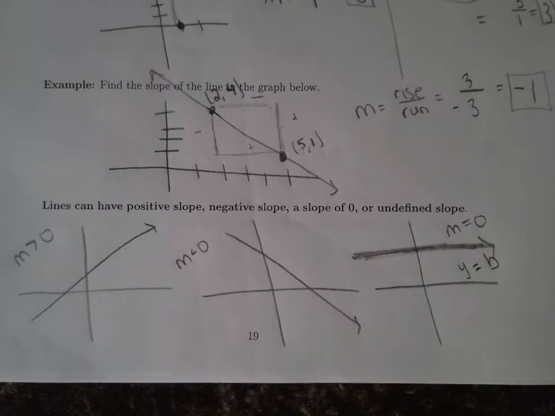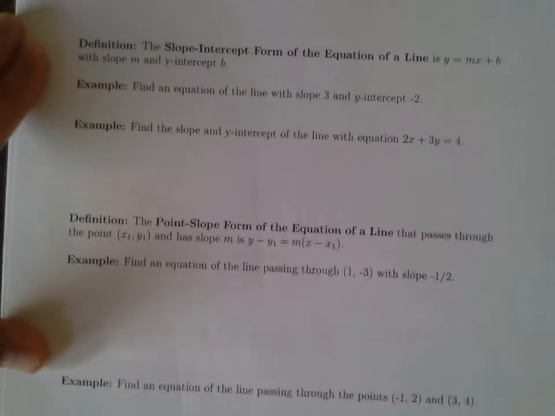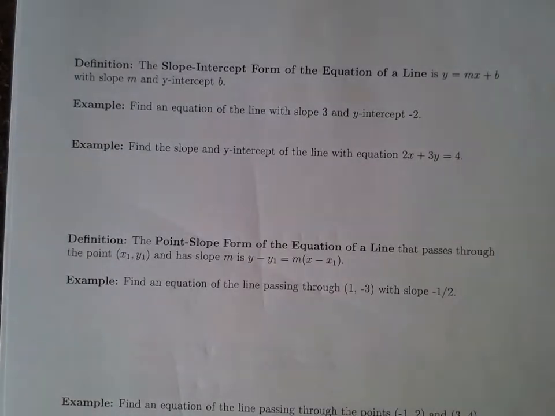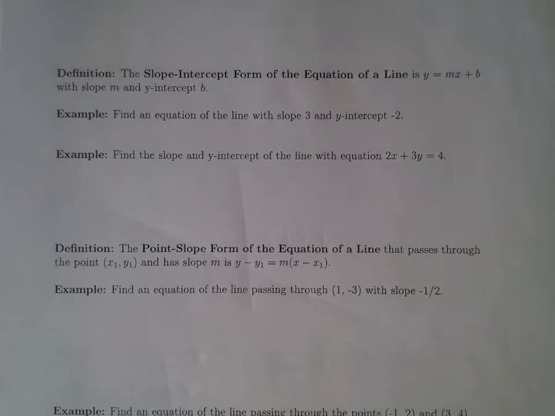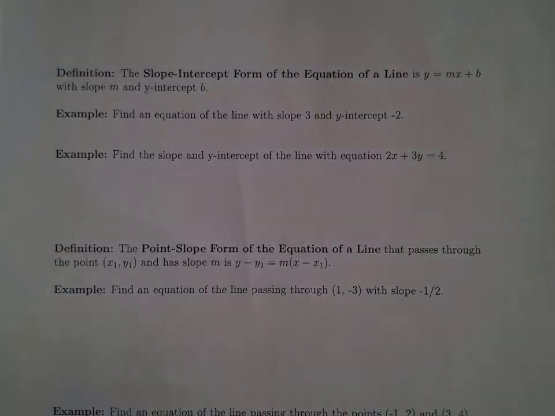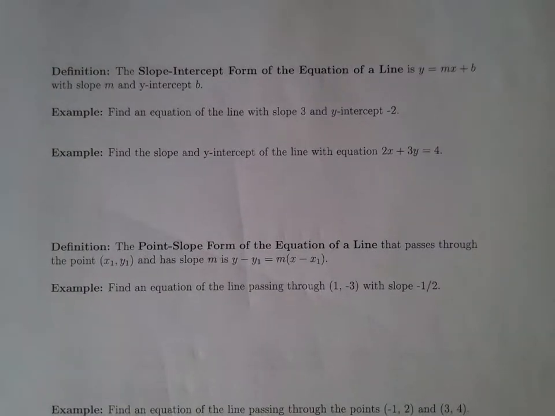Okay, so that is the end of page 19. Let's go ahead and look at a couple ways to write out lines on page 20. It says the definition of the slope-intercept form of the equation of a line is y equals mx plus b, where the slope is m and y-intercept is b. We've already seen this, y equals mx plus b, but we don't have a name for it yet.